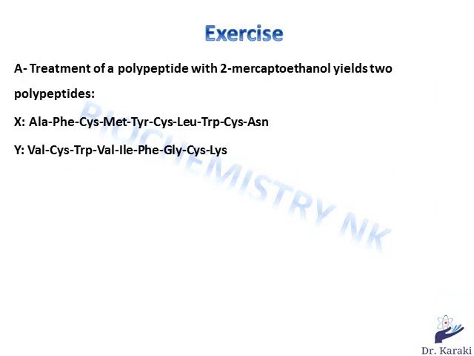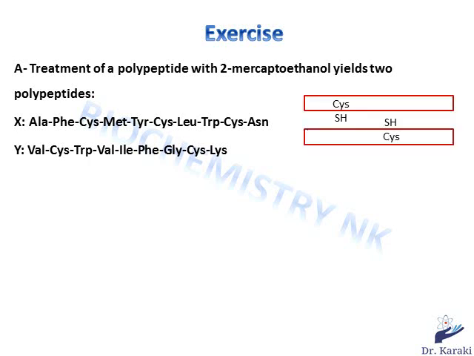We have the following exercise. The treatment of a polypeptide with 2-mercaptoethanol yields two polypeptide chains, X and Y. To remind you a little bit about 2-mercaptoethanol, it's a reducing agent used to reduce the SS bonds located between two cysteines existing in two different chains, and it's called an interchain bond, or between two cysteines located within the same chain, and it's called an intrachain SS bond.